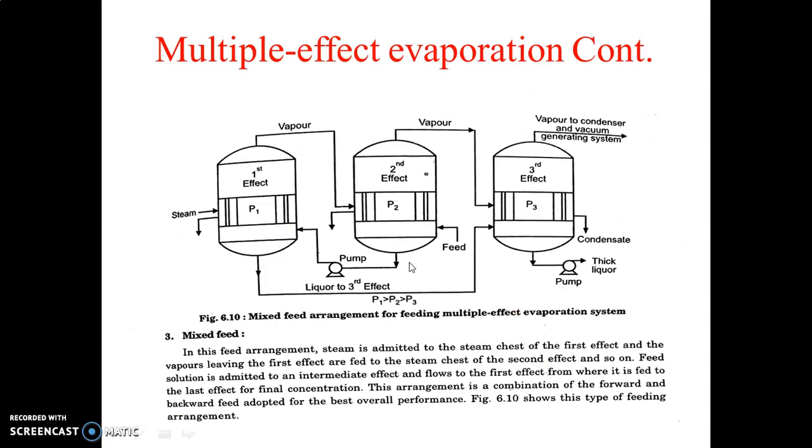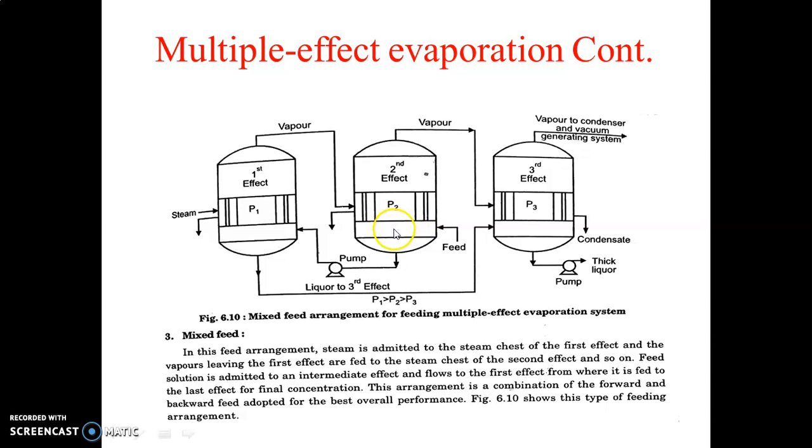Then the last feeding method is known as the mixed feed. In this arrangement, the steam is admitted to the first effect and the vapor leaving the first effect is sent to the second effect, and then again from the second effect to the third effect. But in this case, the feed, that is weak liquor or weak solution, is admitted into the middle effect. Suppose this is the middle evaporator, or intermediate effect.